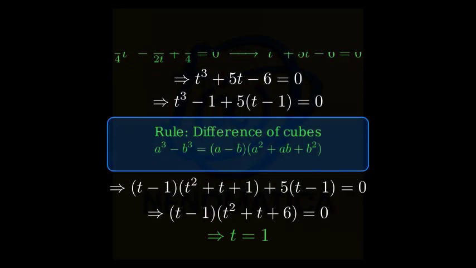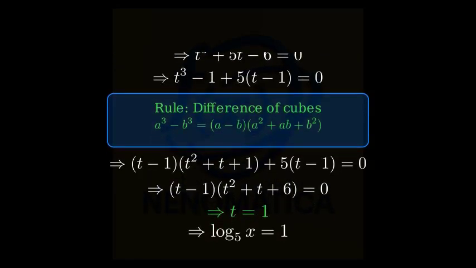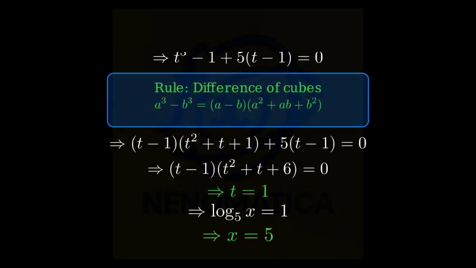Step 11. Back substitute t equals log base 5 of x. Step 12. Convert from logarithmic to exponential form. 5 to the first equals x. Therefore, x equals 5. Finally, we write the solution set and confirm it fits the domain conditions.